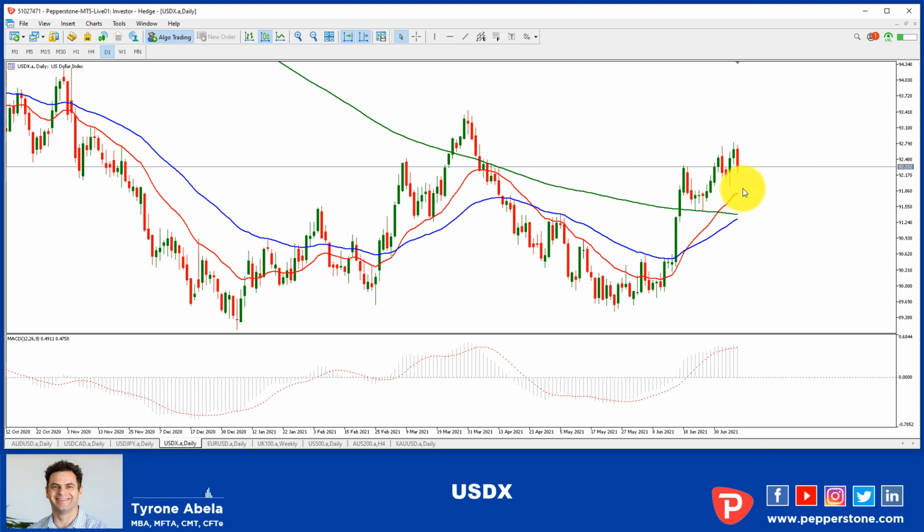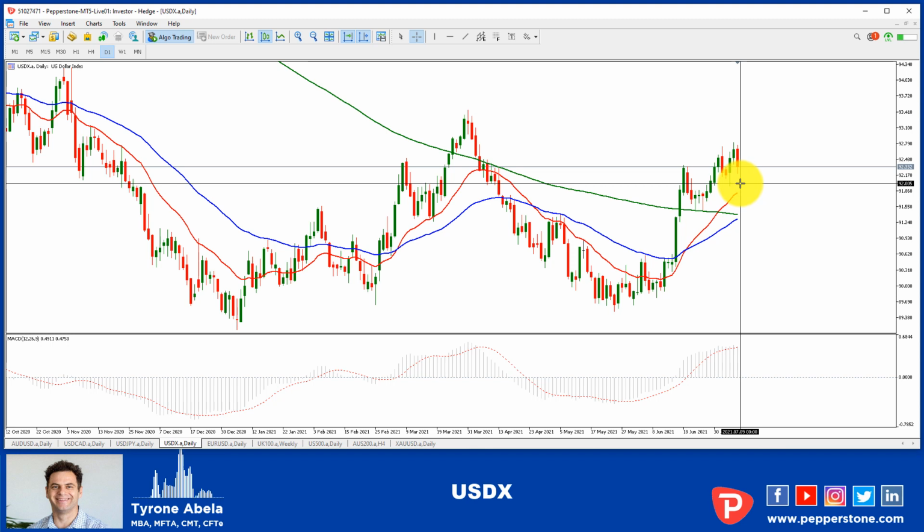I'm not convinced it's going to. I think it might have too much strength for that. But if it is going to come back, that's the level it's going to come back to. Around this level here, probably the 92 area would be a pretty sensible place for it to come back.